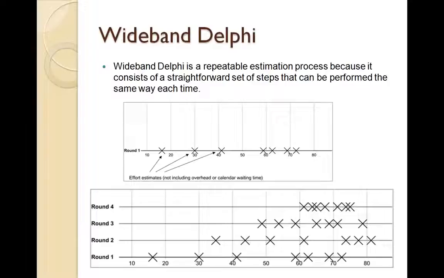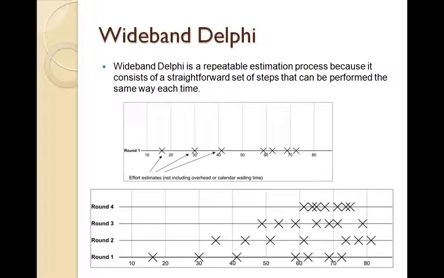The next method is the wideband Delphi method. This particular process is a very repeatable process. It's an estimation process which has multiple rounds of iterations, and it tries to get a consensus. It tries to arrive at a data point which we can use for estimations. The way this process works is, we start with round 1 and we ask all the team members to read the requirement specification and come up with their estimates, and then all of them share their estimates.